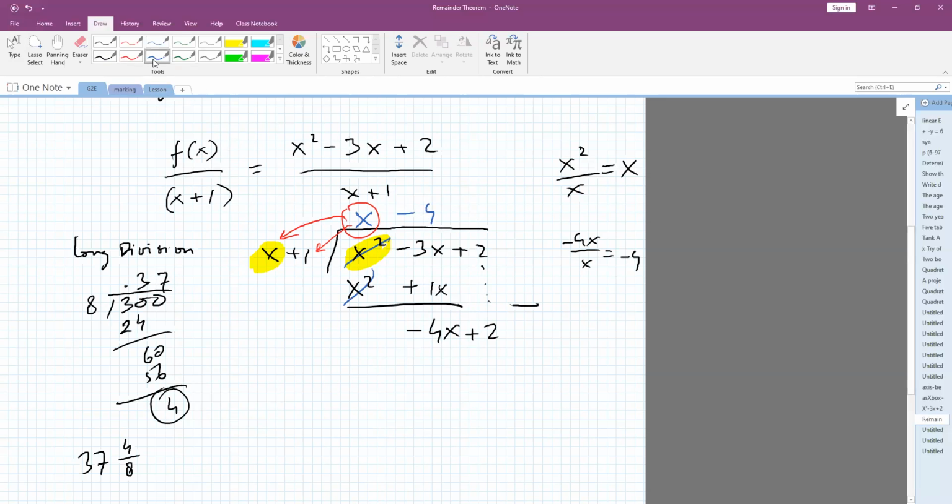Now what you do with this number, minus 4, you will multiply it again with x and also 1, right? So what you will get is minus 4x minus 4. There we go. What we will get here is 2 minus minus 4, which is 6, yeah? So this is the remainder actually.